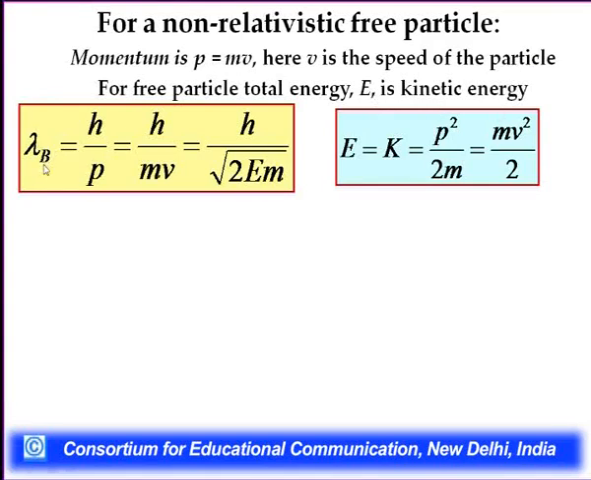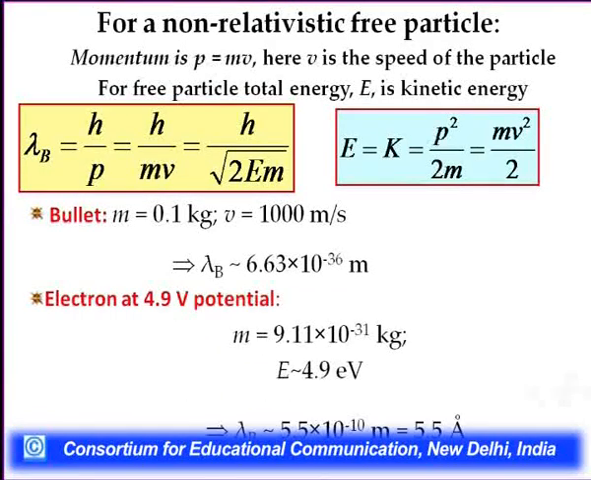Then we define lambda_b is equal to h by p, which can be written as h divided by mv, where the value of p is equal to mv, mass into velocity. Then we can write it as h divided by root of 2mE. And here E is equal to K, which is equal to p squared by 2m, and is equal to mv squared by 2, which is the kinetic energy.